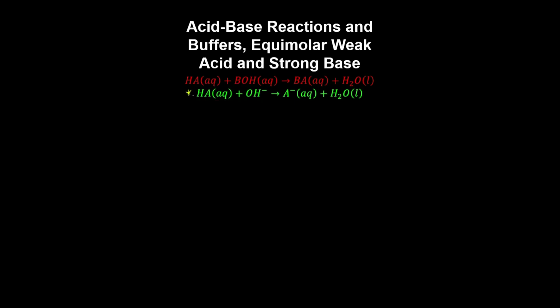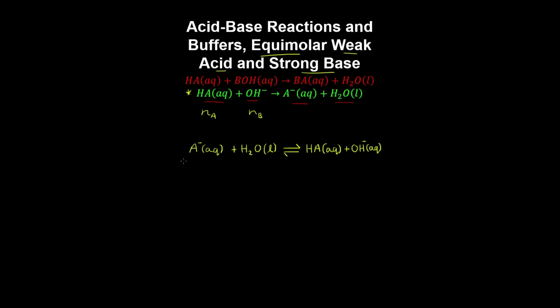We wrote the net ionic equation for the reaction between a weak acid and strong base, and this time we're looking at the equimolar case. We have an equal number of moles of the weak acid and strong base. So therefore all of the acid and base is going to be consumed to yield the conjugate base and water. And the conjugate base then accepts a proton from water to yield the conjugate acid and hydroxide.